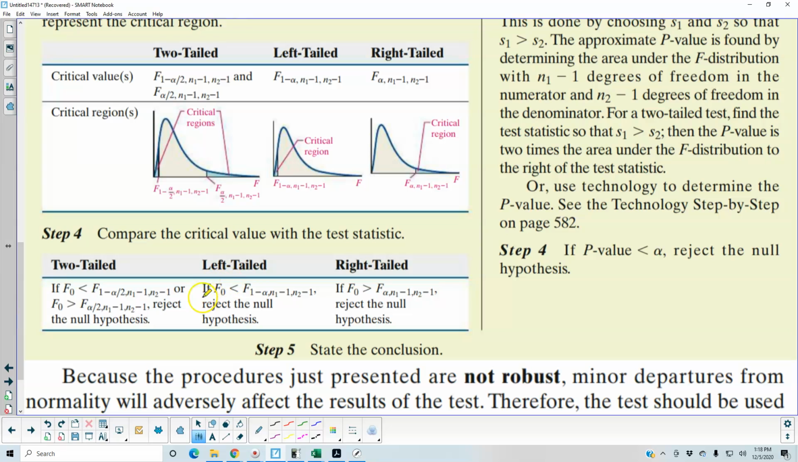In the left-tailed, if the test statistic is less than the left critical value, then we reject the null hypothesis. In the right-tailed, if the test statistic is greater than the critical value on the right, then we reject the null hypothesis, which means that if any of these test statistics fall within the shaded region, then we're going to reject the null hypothesis, and then you would state the conclusion.